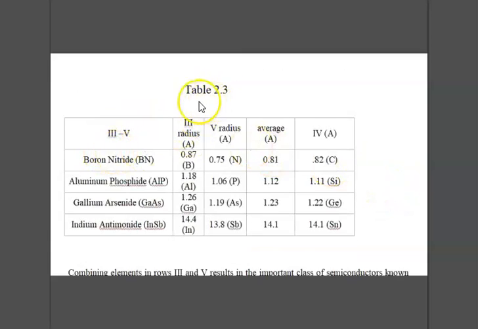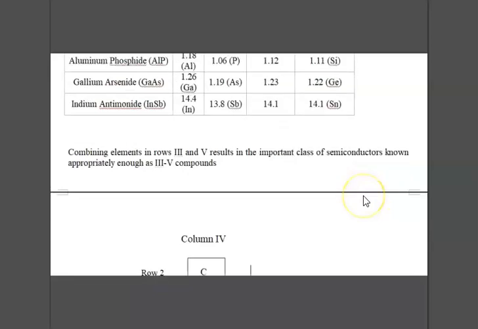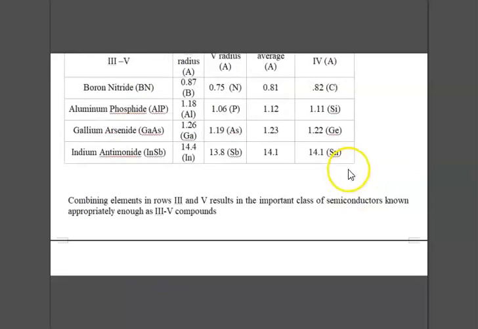In this table, and this comes from chapter 2 in the text, I'm trying to indicate that the column 3 radius of the atomic radius and the column 5 radius, if we average them, we get approximately the radius in column 4. So it's not the radius which determines the band gap. It is this thing called, again, electronegativity. So you can read more about that in the text.